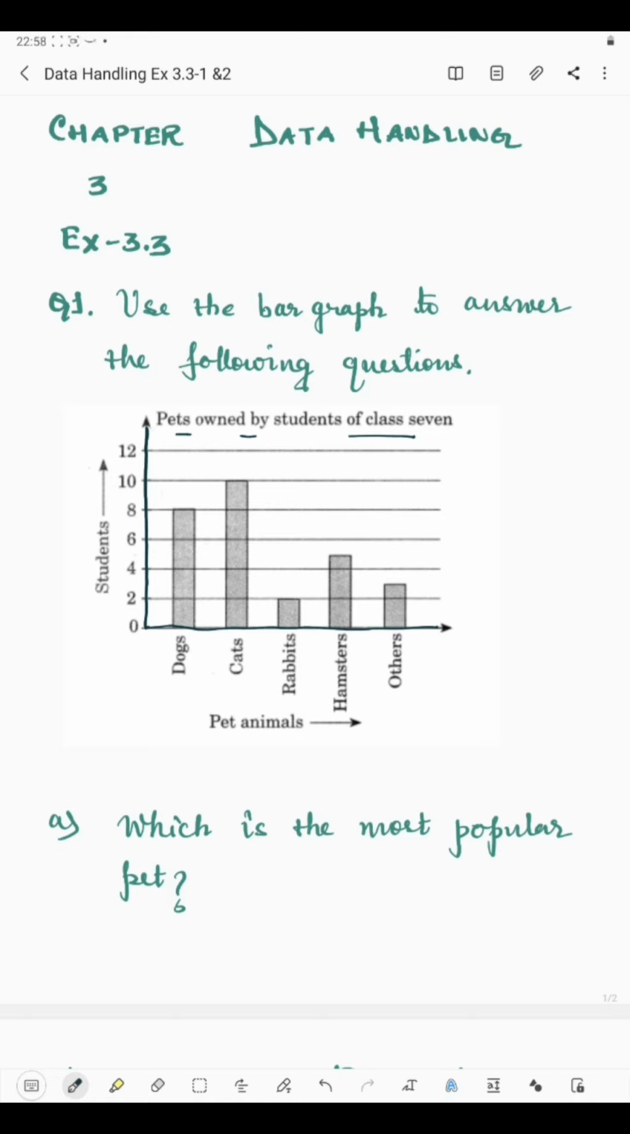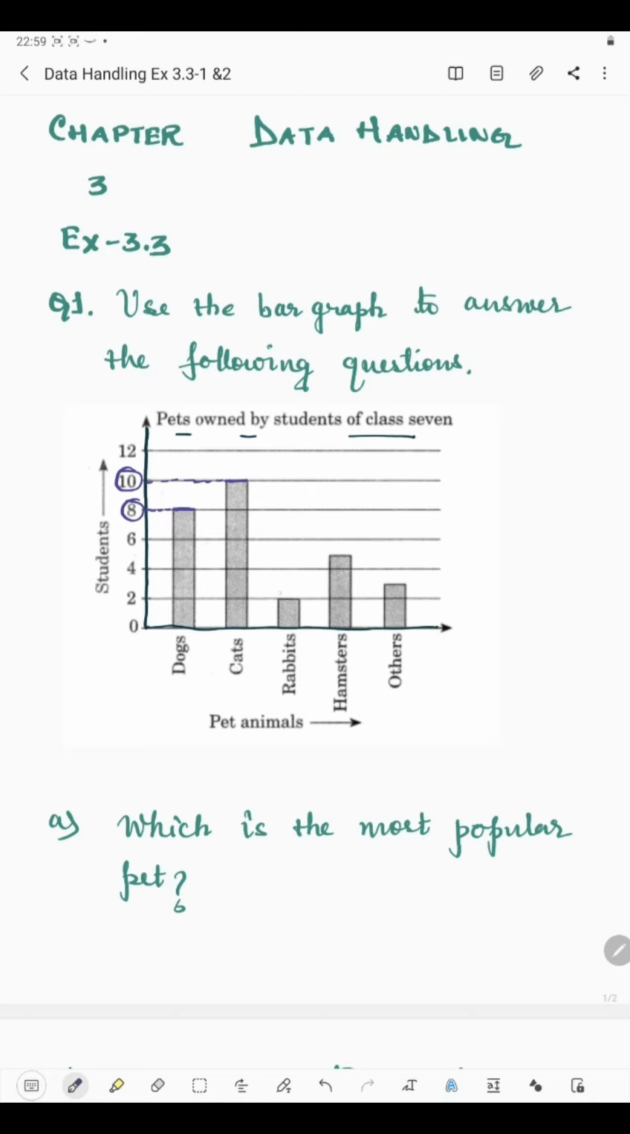Okay, look at the height of the first bar. This is the height of the first bar, and see, this is showing 8 students. That means how many students have dog as a pet? 8 students of class 7 have dog as a pet. Okay. Now coming to the second bar. We will just check the height of the bar. Now see, this height shows 10 students, so 10 students have cat as a pet.